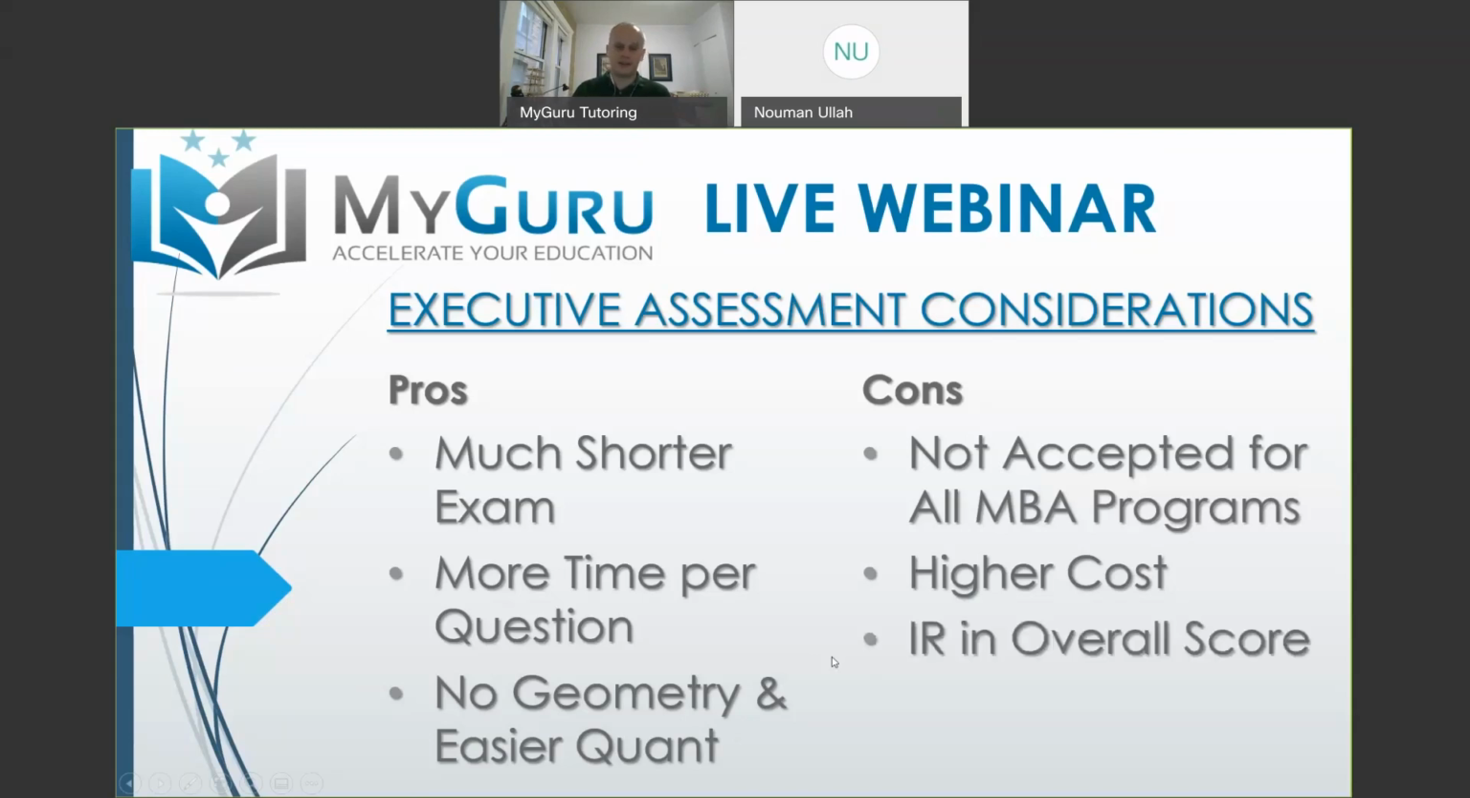Now, a couple more cons for the exam, though. Of course, the integrated reasoning is in the overall score, so you have to pay attention to the integrated reasoning, and the integrated reasoning actually has a slight adaptive impact on your verbal sections and the overall score down the line. So just be aware of the importance of the IR. It definitely has a much greater importance in your overall scoring on the executive assessment. So you have to prepare for that a little bit differently.